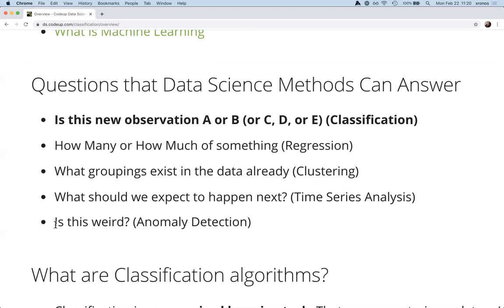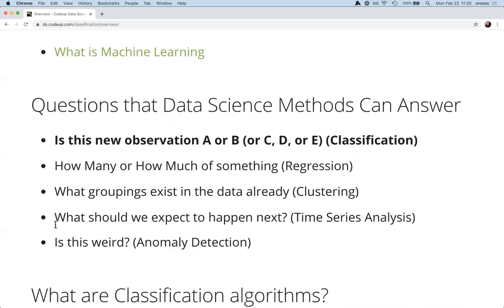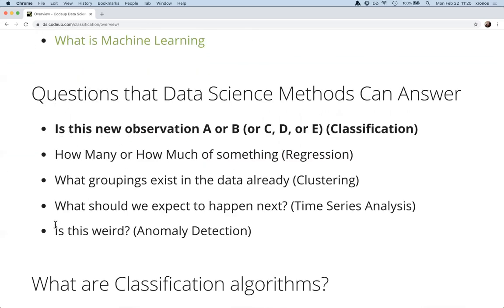And in a nutshell, that's anomaly detection. And so in one way or another, if we can turn a business question or a research question into one of these kinds of framings: how many or how much? Is this A or B or C or D or E? What groupings exist in the data already? Different than classification, because that's looking for existing groupings. What should we expect to happen next? What are the most likely outcomes? And is this weird? These 5 questions, folks, are really the list of what we can work with, right? Kinds of answers we can produce.